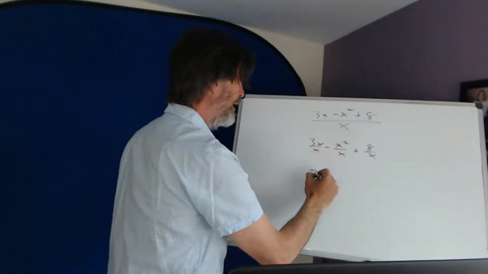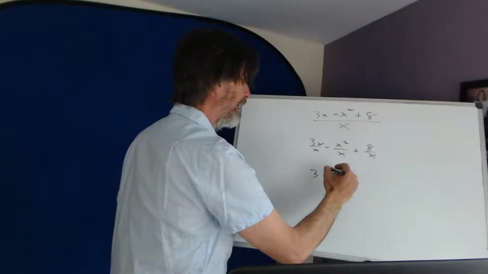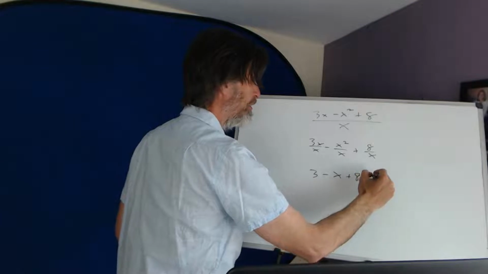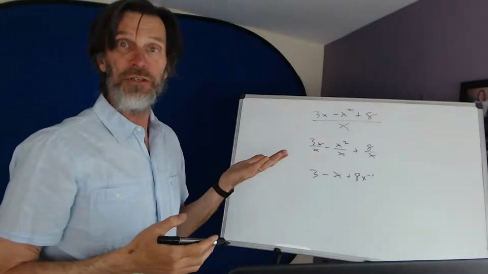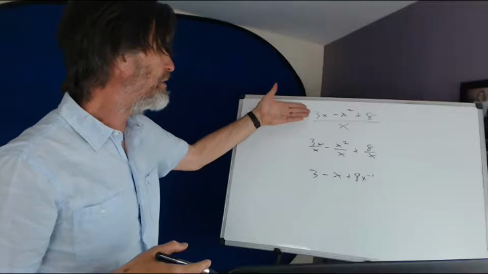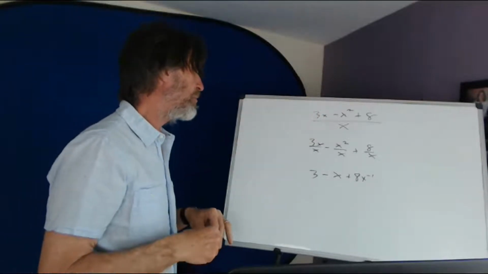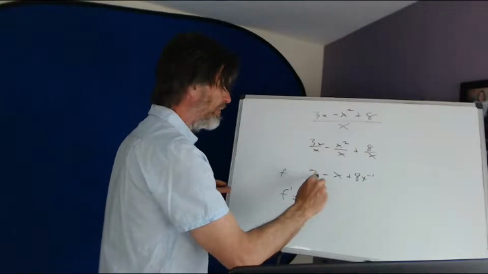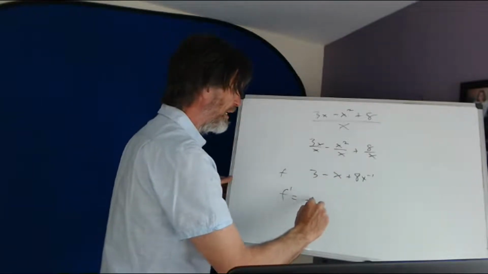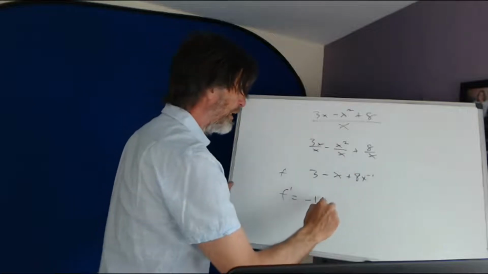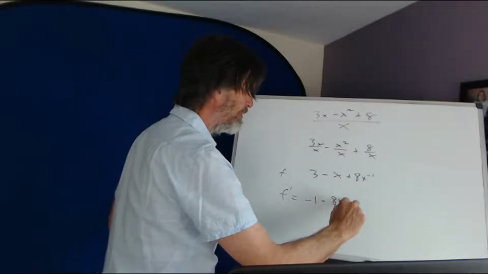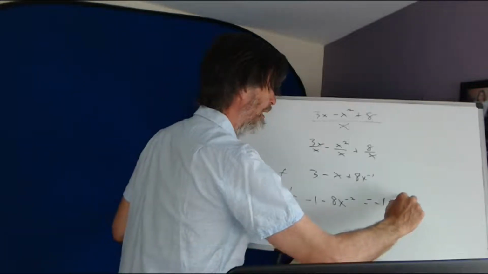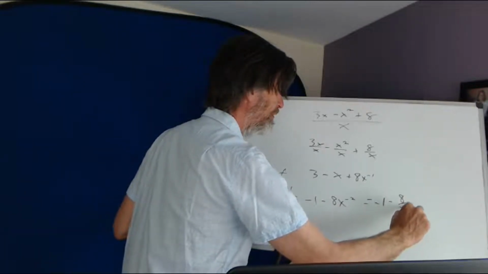So this one is just 3. This one is just x. And this one is 8x to the minus 1. So I haven't taken a derivative yet. I've just rewritten this using the division property of a monomial. Now when I take the derivative, the derivative of a constant is 0, the derivative of negative x is negative 1. I'll bring down the power, keep the x, reduce the power by 1, negative 1 minus 8 over x squared.